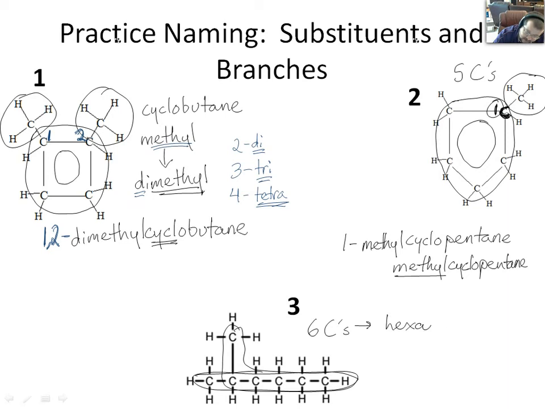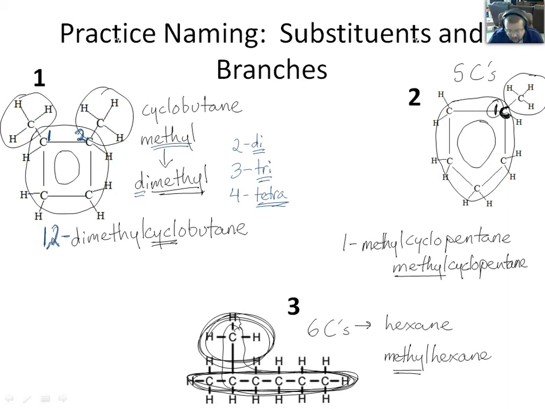We're leaving off cyclo because we no longer have a ring structure, we just have a straight chain structure. And let's see what's hanging off of it. I'm going to take my parent chain to be on the bottom here. So what's hanging off of it is this group up top. It's a 1 carbon group that we can call a methyl group. So we've got methyl, or what's hanging off, hexane, which is the parent chain, so we'll call it methyl hexane.